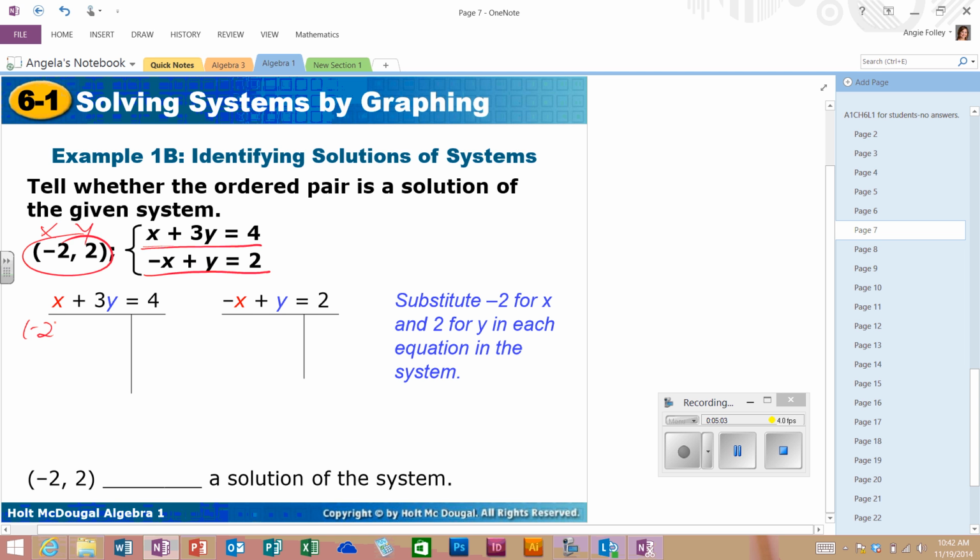I'm going to plug -2 into x and 2 into y. So -2 + 6, that equals 4, which is the same thing as the other side. So we're good so far. So I need to go on and check the other side.